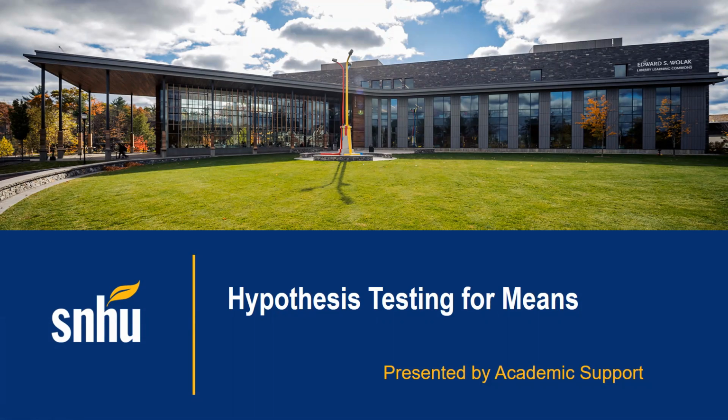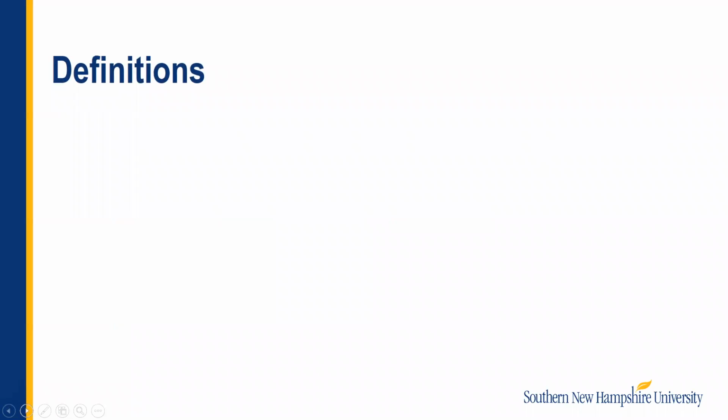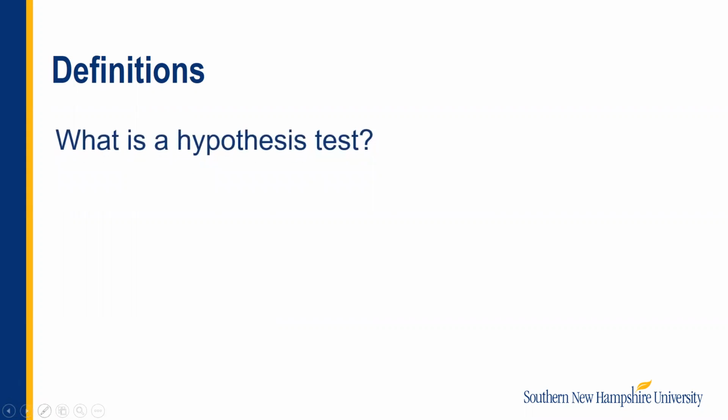Welcome to this guide on hypothesis testing for means. Today we are going to talk about the definition, plus the null and alternate hypotheses, finding the test statistic and p-value, and using them to make conclusions. We have to always start with definitions.